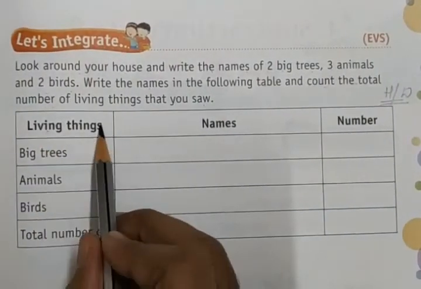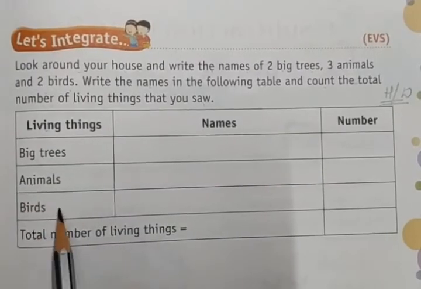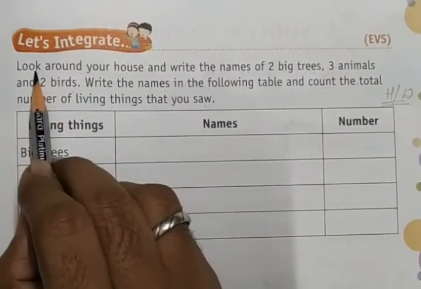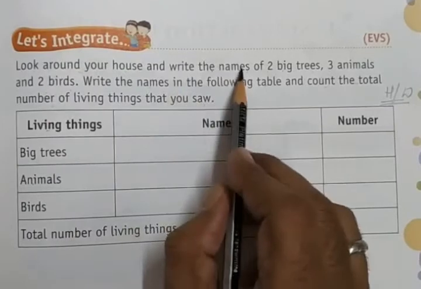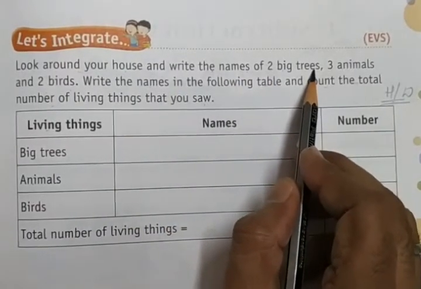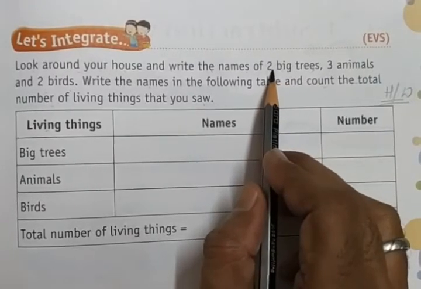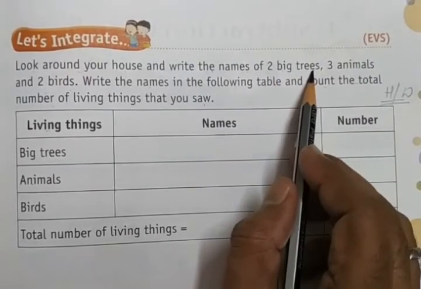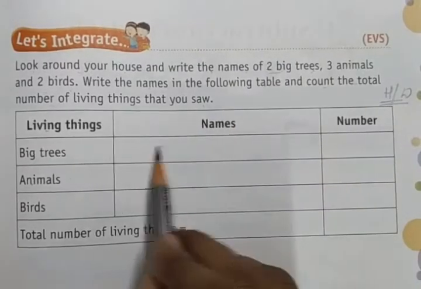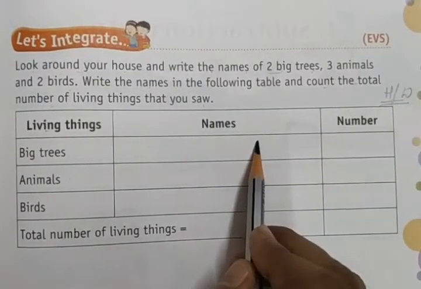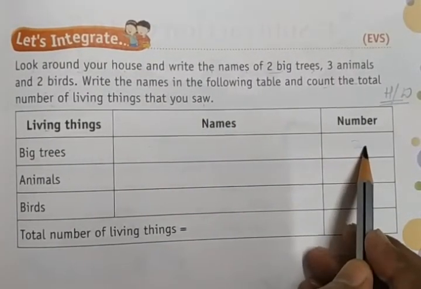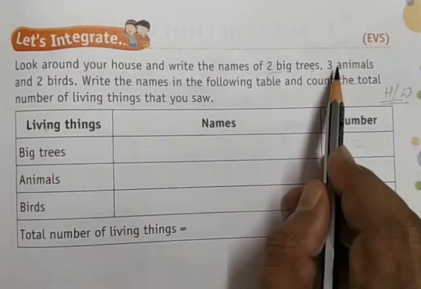Here, living things: big trees, animals, birds. Here, look around your house, write down the names of big trees. Maybe you saw coconut tree, maybe you saw neem tree, mango tree, lemon tree, like that. Okay, 2 trees, names of the trees, you have to write it here, and number here is equal to 2. Right?